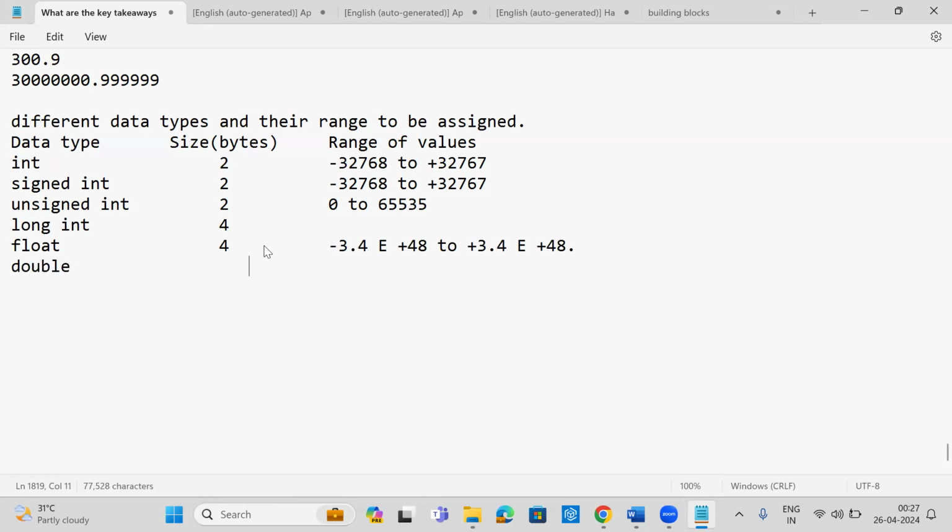Then we have double. As I told you, it's a large floating value. So again, it can store practically a very large decimal number. The size is 8 bytes. It is minus 1.7 to the power 308 to plus 1.7 to the power 308.